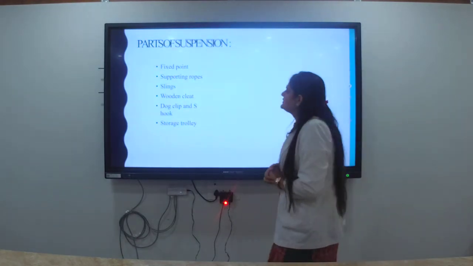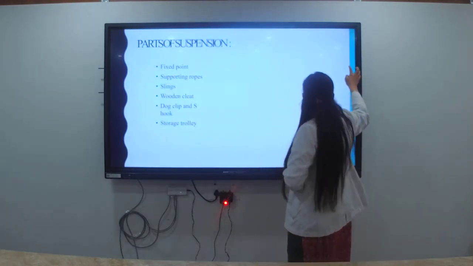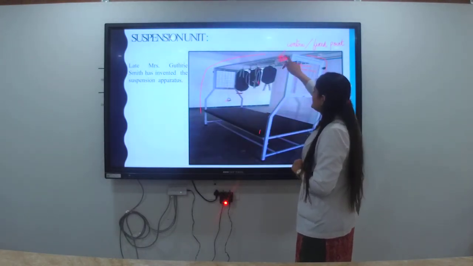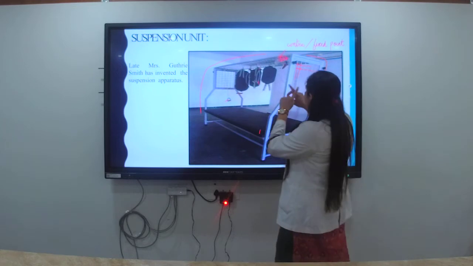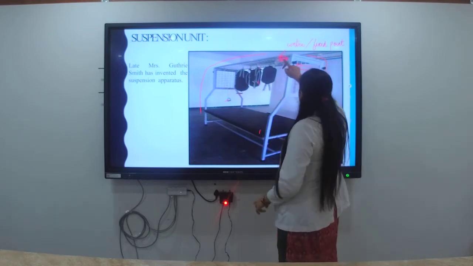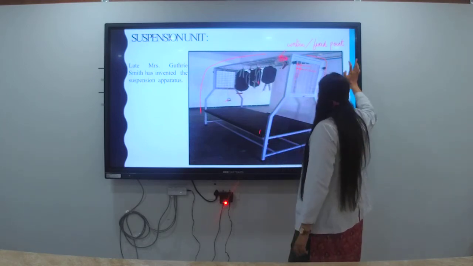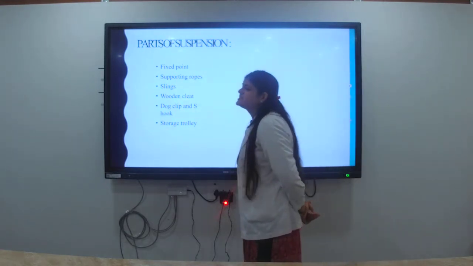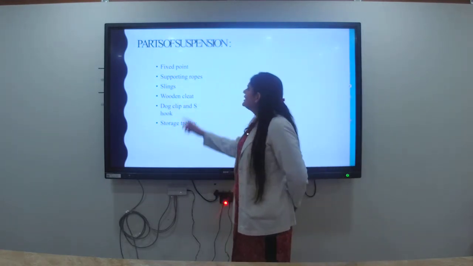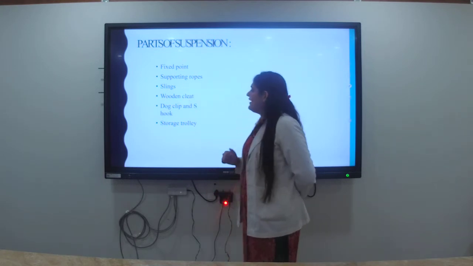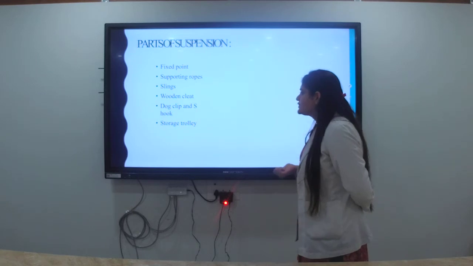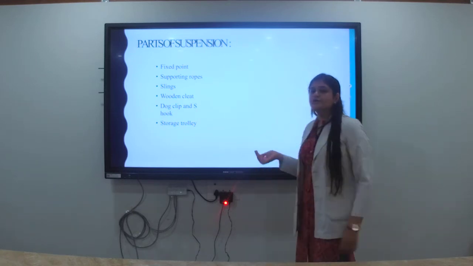Parts of the suspension. I explained in the previous slide about the fixed point. As I said, the center between the two intermingling meshwork is the center point. That is the fixed point. That is always used as the point of suspension. Then you have the supporting ropes, you have the slings, you have a wooden cleat, dog clip and S hook and a storage trolley to hold everything.